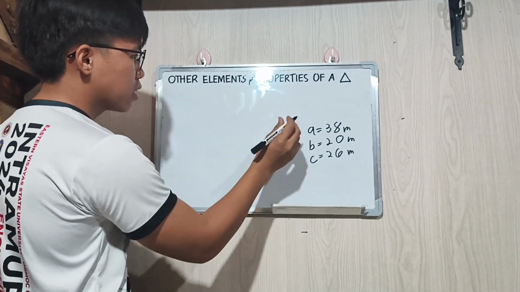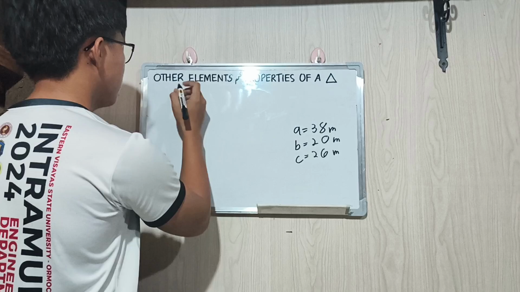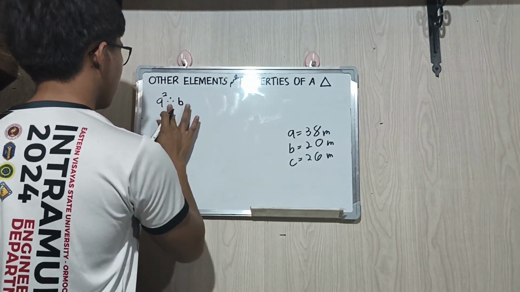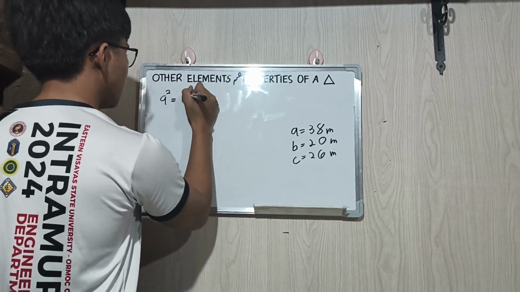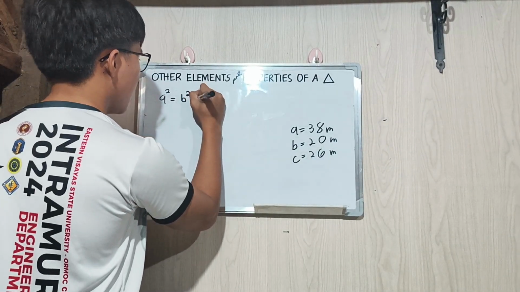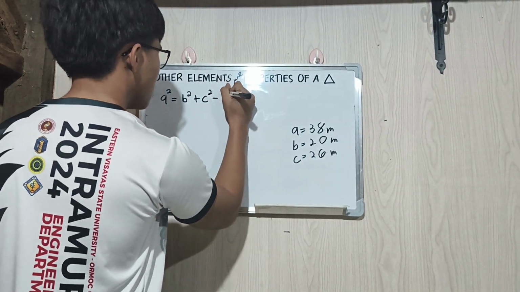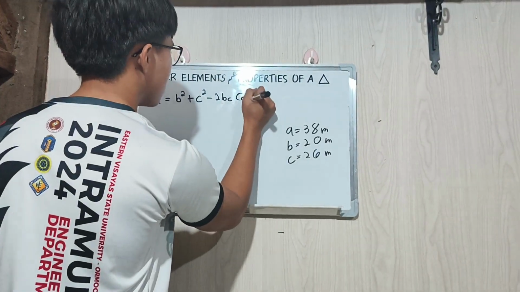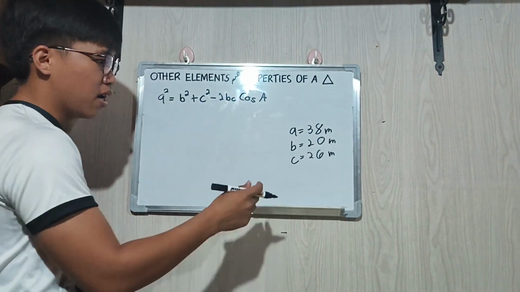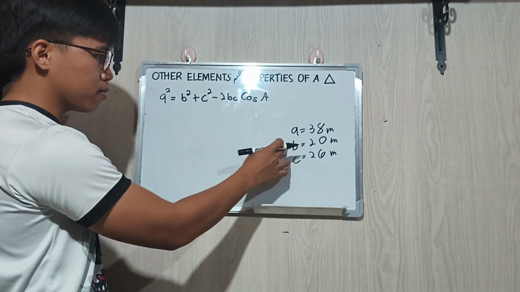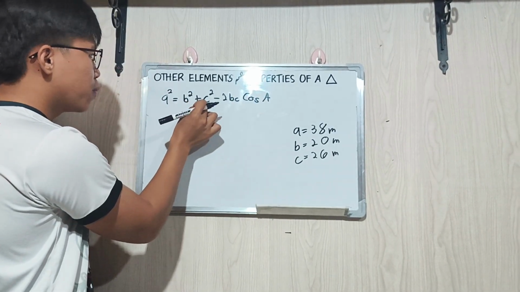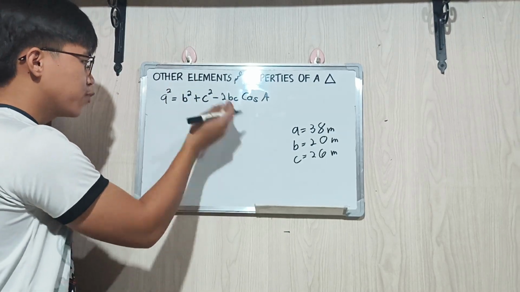So the cosine law of side A is A squared is equal to B squared plus C squared minus 2BC cos A. So we're going to derive this one so you can easily get the other angle. First, we're going to transfer this B squared plus C squared to this side.